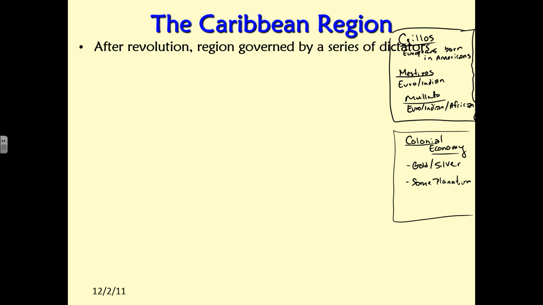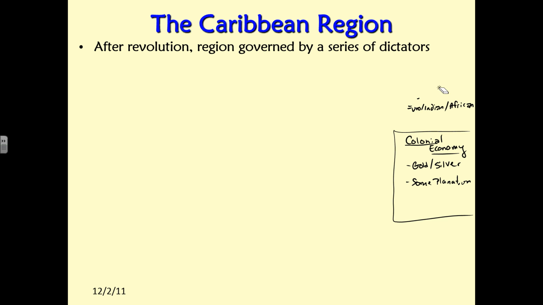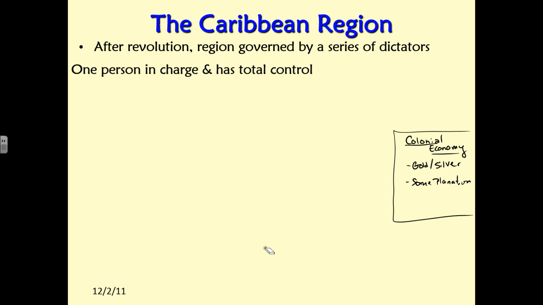And so what they do is they turn to a series of dictators. Now I'm going to erase these notes on the side just to give us some room here. They turn to a series of dictators, okay? And a dictator is a ruler who is one person that has total control.